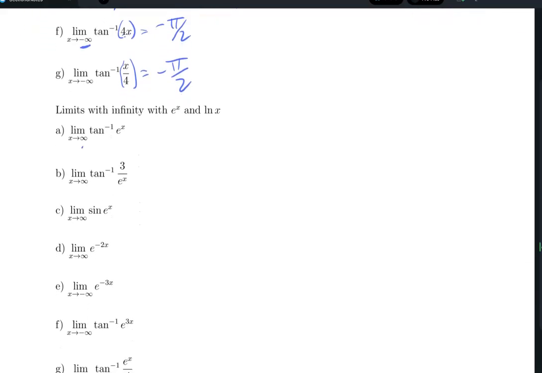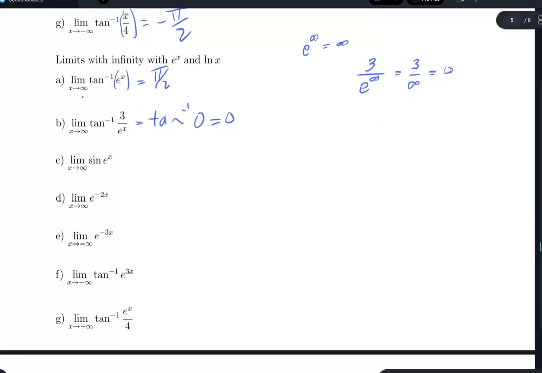So here we go, going to infinity. So you know e to the infinity is infinity. So arctangent of infinity, pi over 2. How about here? Putting in infinity here, you know that 3 over e to the infinity is like saying 3 over infinity. That's the same thing as saying 0. So arctangent of 0, that's 0. Let's think about this one. E to the infinity is infinity. Sine of infinity, oh shucks, we know that's DNE.